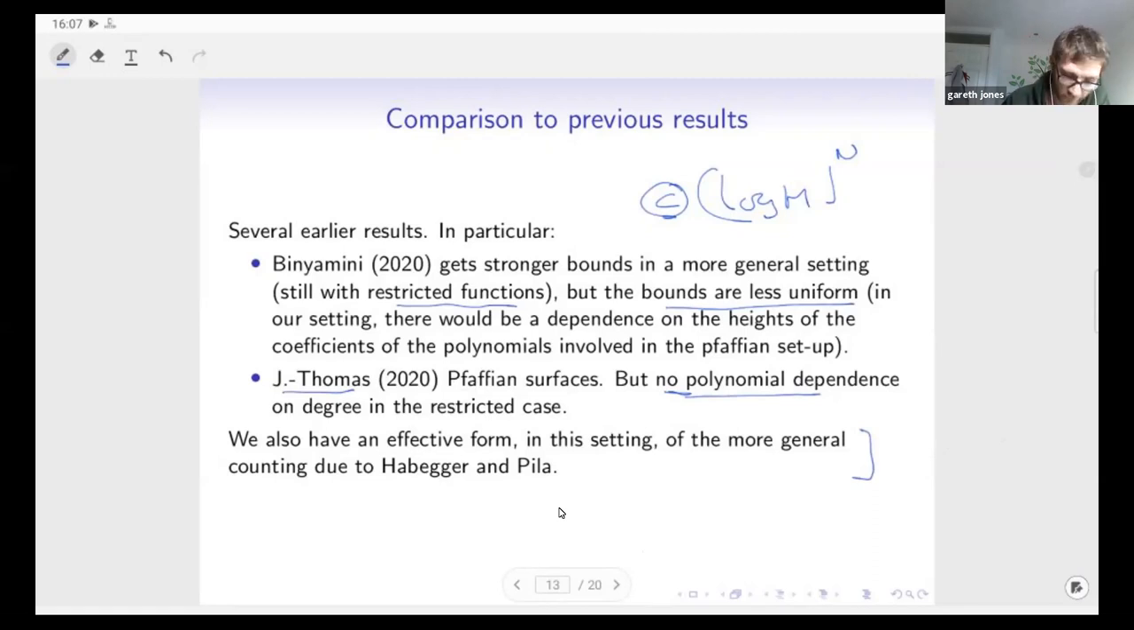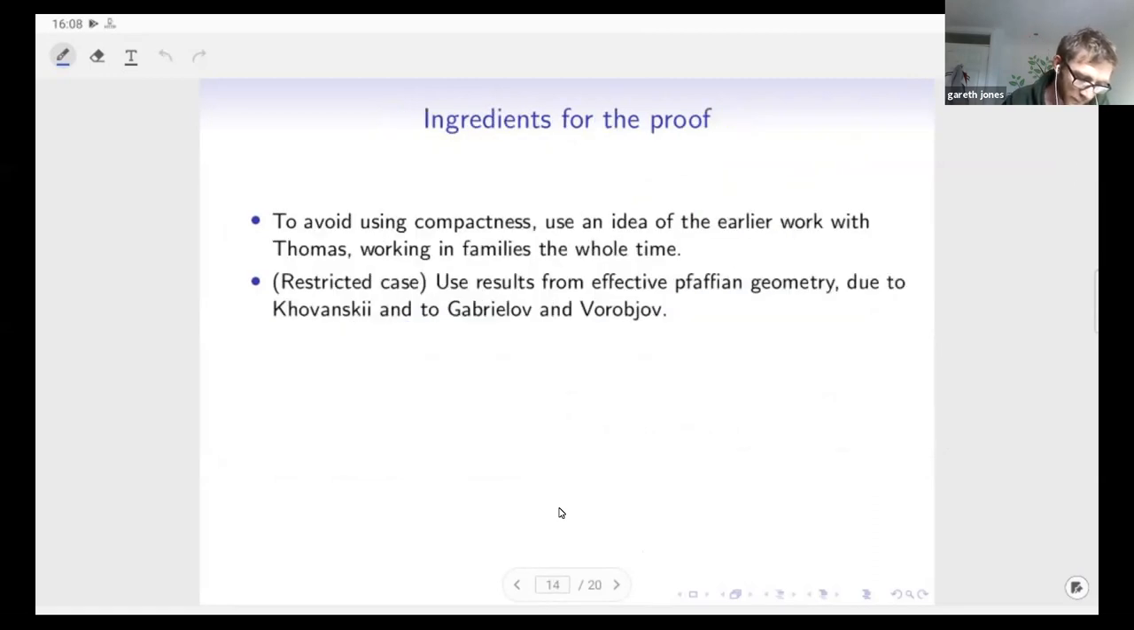Okay, so I'll just state a couple of ingredients for the proof. Like I said, in the original Pila-Wilkie proof, compactness is used. So to avoid using compactness, we do what Margaret Thomas and I did, and we work in families the whole time.